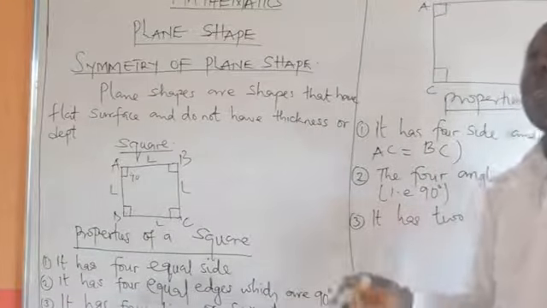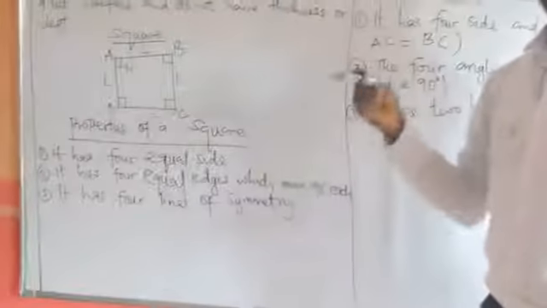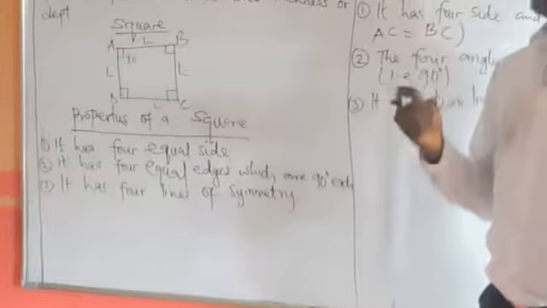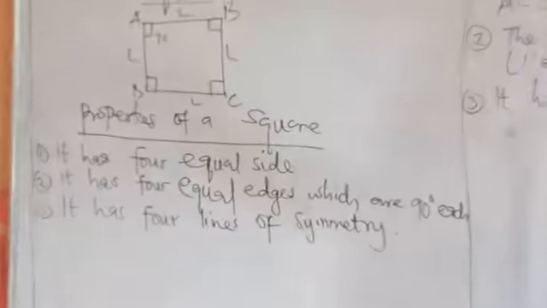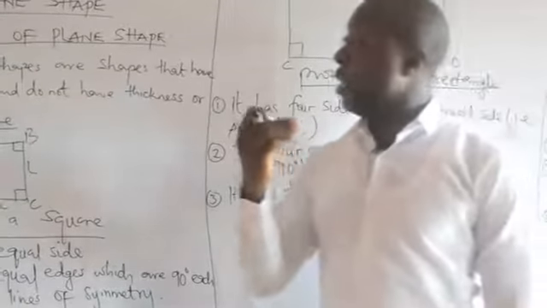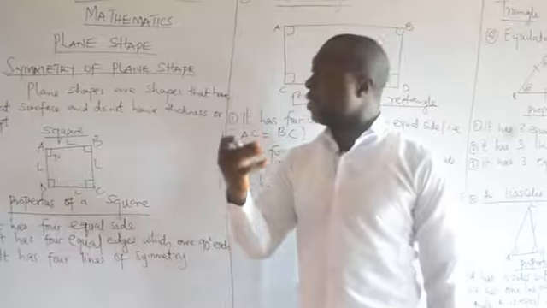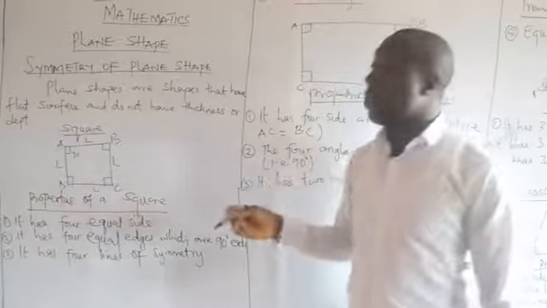When we talk about lines of symmetry, a square has four lines of symmetry. You might be asked in your exams, how many lines of symmetry does a square have? So a square has four lines of symmetry.